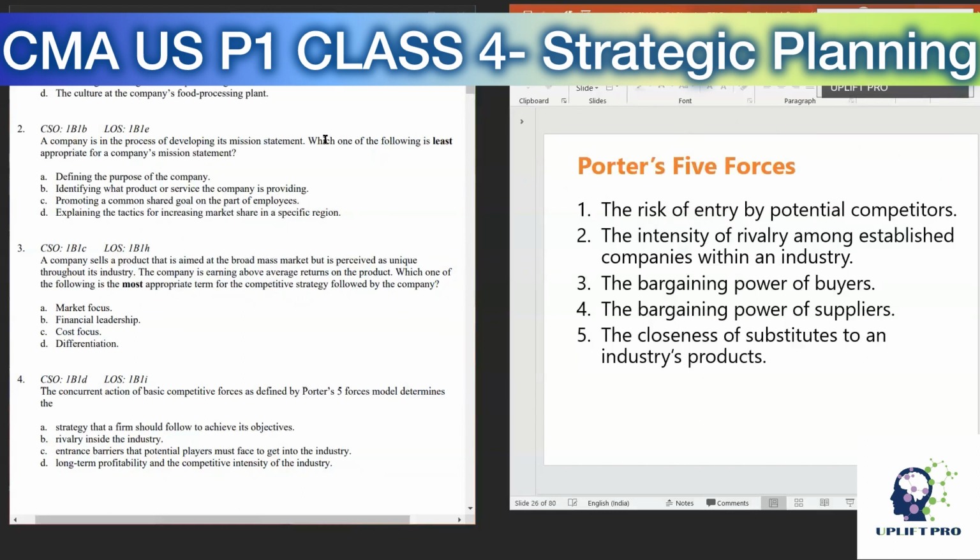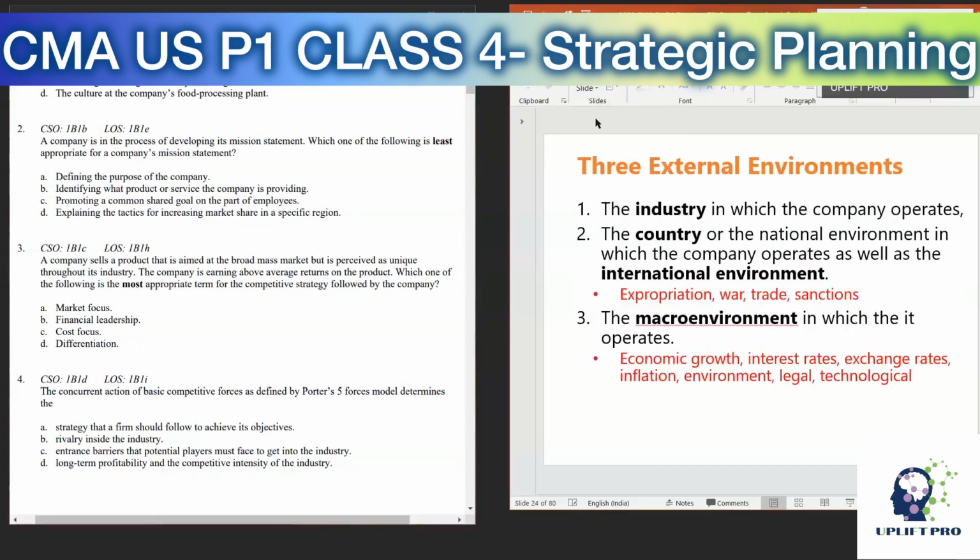Can you put your explanation why it is D? Why do you think it is? It helps them to analyze the environment. Okay. B. Okay. Rivalry inside the industry. Okay.